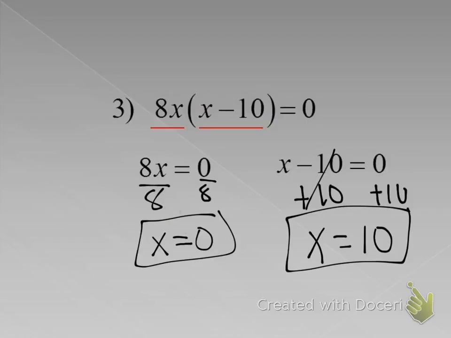So if you plug a 0 in, you'd get a 0 up front. You'd get a negative 10 in here. That's not super important because 0 times anything is 0. Back here, if you plug the 10 in, you'd get an 80, not important, times 0. Anything times 0 is 0. So these both work in this equation. What questions do you have?